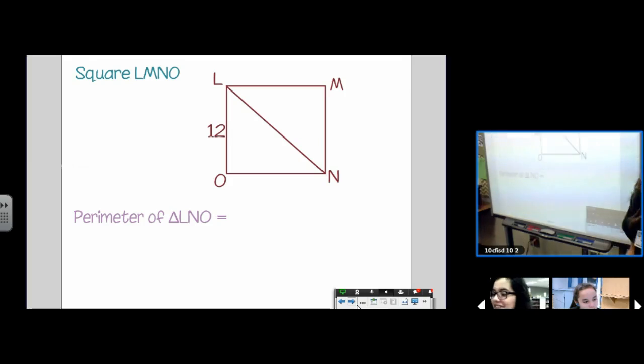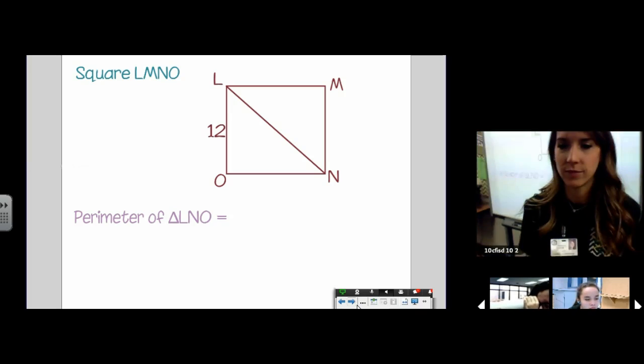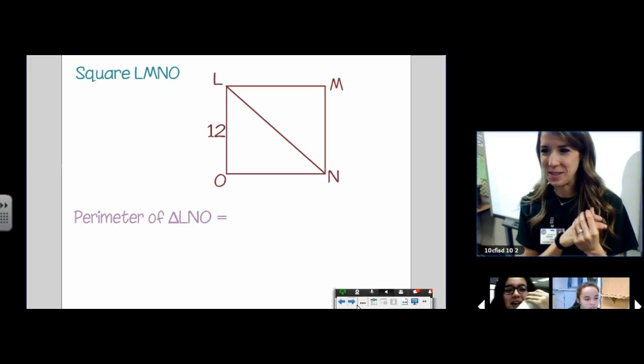Last problem that we're going to solve. We'll do a few true or falses after this, but last solving problem. Perimeter of triangle LNO. Whoa, those answers were really quick.